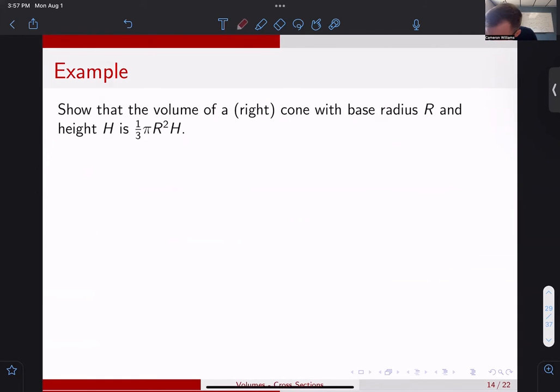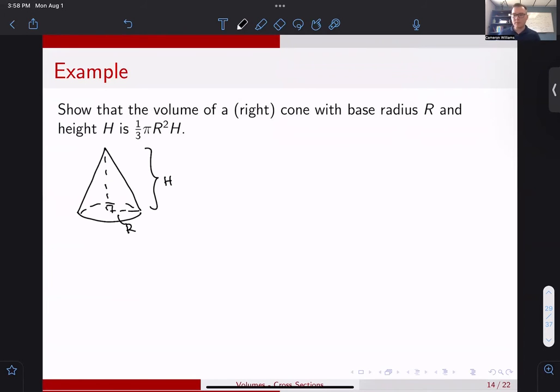Oh, let me change colors. There is big R. Let me pull that out here. And then here is H. And since it's a right cone, this is actually a right angle. And that'll be relatively important. Not super important, but it's useful to realize.